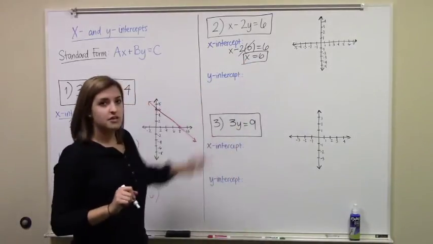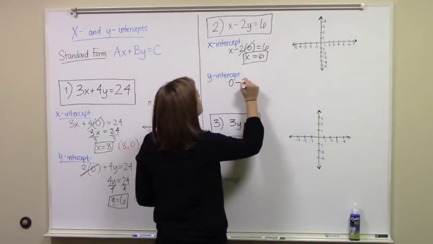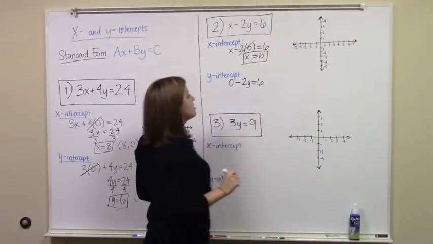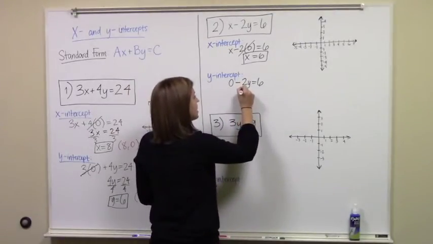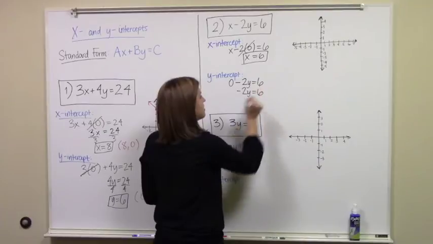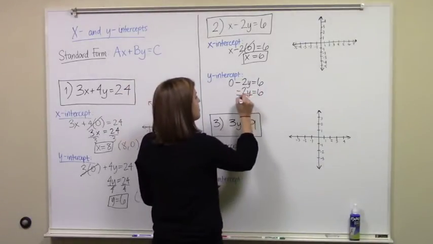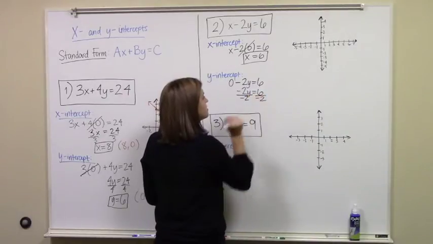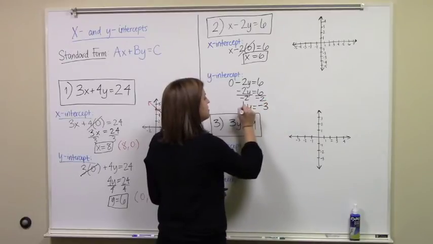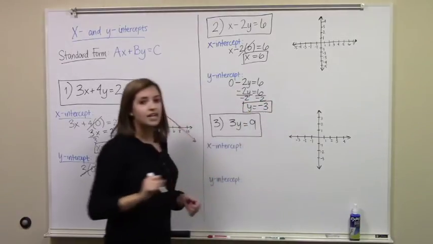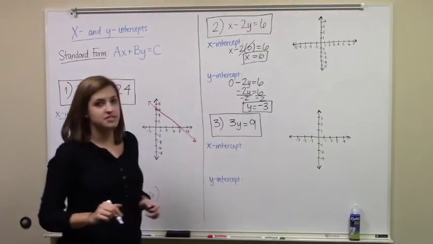Now my y-intercept, I'll set x equal to 0. So I will get 0 minus 2y equals 6. All right, so I can rewrite this without the 0, and I will get negative 2y. Don't forget that negative there equals 6. And I want to get y alone, so I'm going to divide by negative 2 on both sides. And I get y equals 6 divided by negative 2 is negative 3. So y equals negative 3. So my x-intercept is 6 and my y-intercept is negative 3.